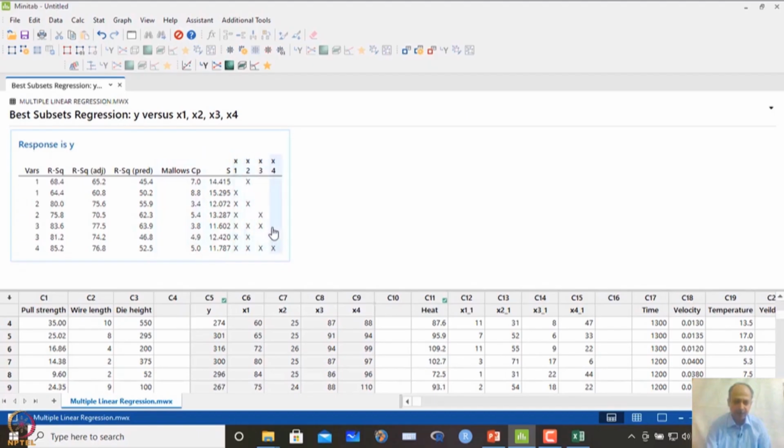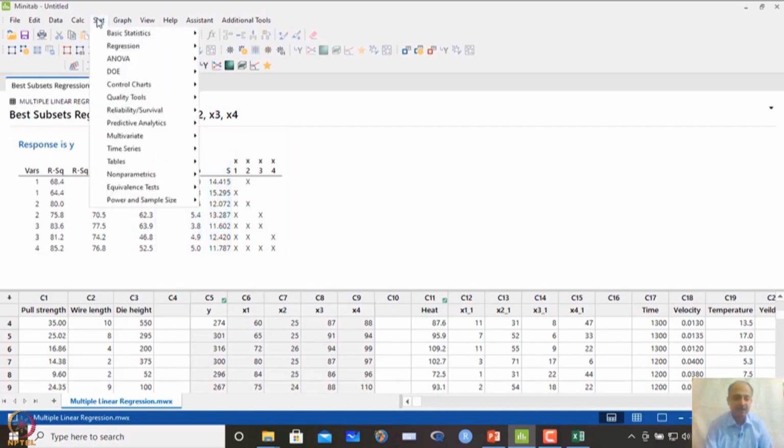You see 1, 2, 3, 4. So, if I consider x1, x2 and x3 variables, that is coming out to be very close. Based on the Mallows Cp index, what we are seeing is that if I consider x1, x2 and x3 variables over here, that is giving me a Mallows Cp which is approximately 3.8, which is very close to 4, and in that case 3 variables can be considered.